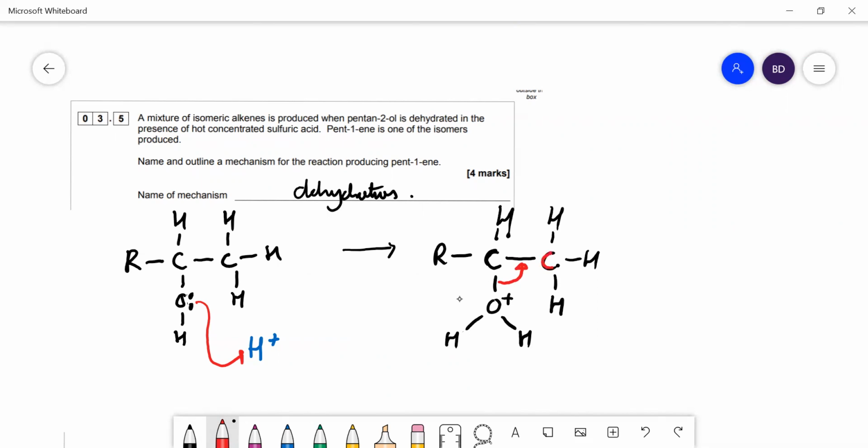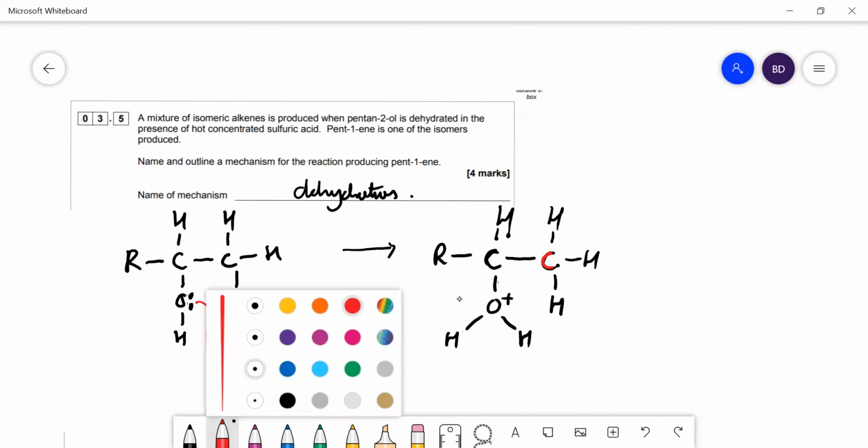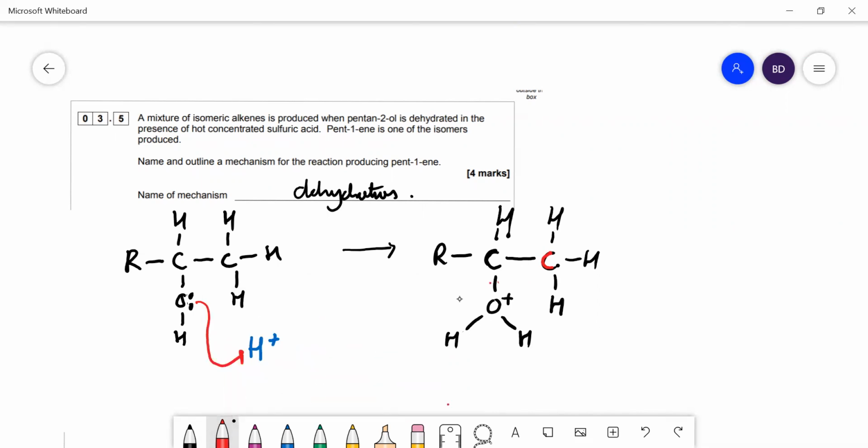So, sorry, I'm drawing that arrow the wrong way around. That's not right. That pair of electrons is going to go in this bond. It's going to go onto the oxygen, due to the positive charge on the oxygen. And the pair of electrons in this bond, that's going to make the pi bond. So you're going to end up with a double bond there.